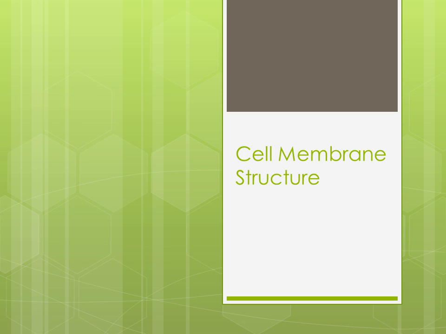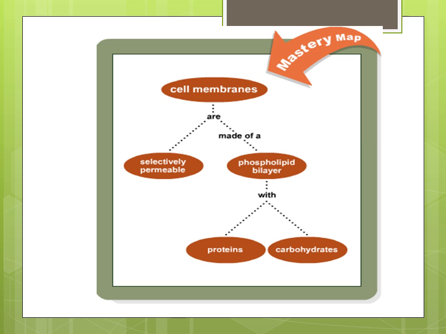Cell membrane structure. Cell membranes are selectively permeable, letting some things through, but not everything, and they're made of a phospholipid bilayer, which has proteins and carbohydrates. That's the basic outline of what we're going to talk about.